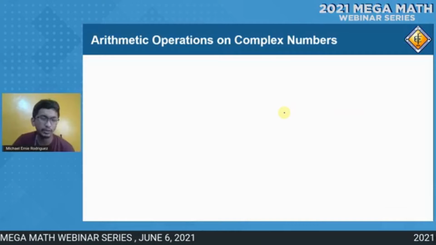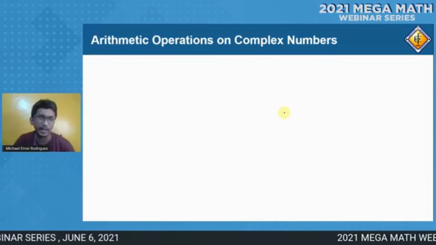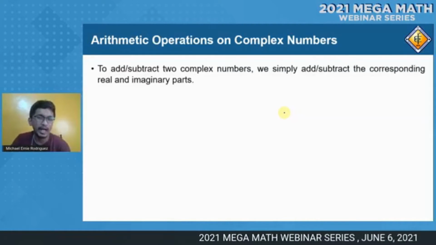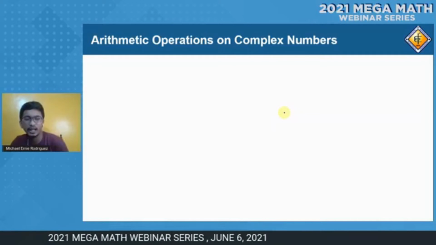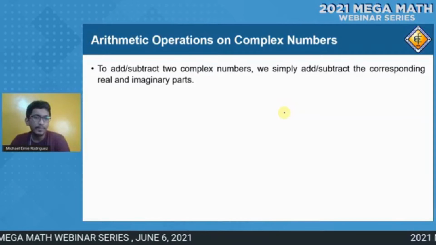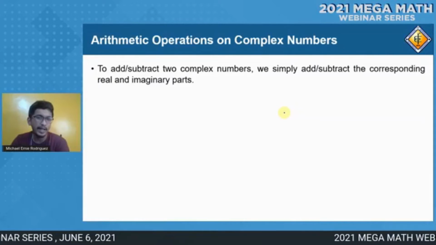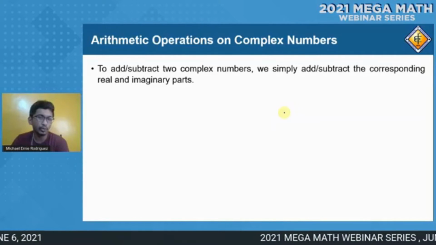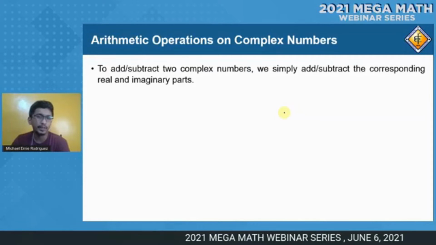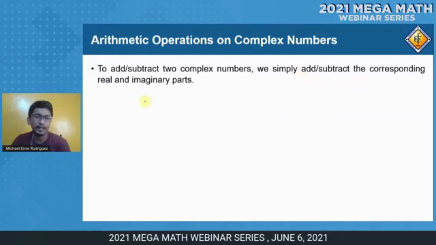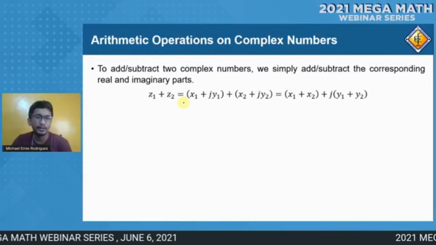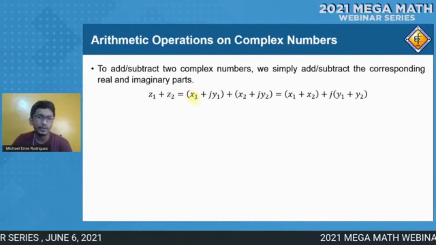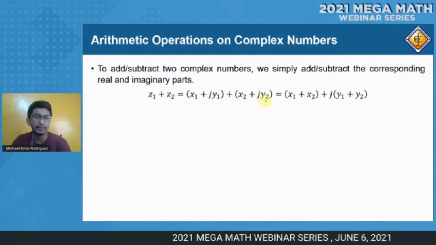We will now proceed to arithmetic operations. So, we have arithmetic. We have addition, subtraction, multiplication, and division. So, first, addition and subtraction tayo. To add two complex numbers, we simply add or subtract the corresponding real and imaginary parts. So, this is in rectangular form. So, add lang natin. So, we have x1 plus jy1 plus x2 plus jy2.